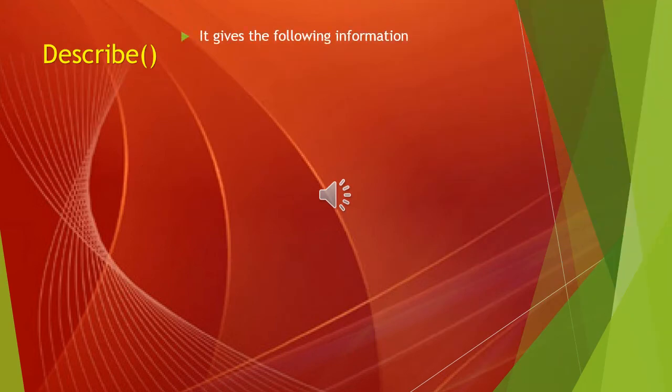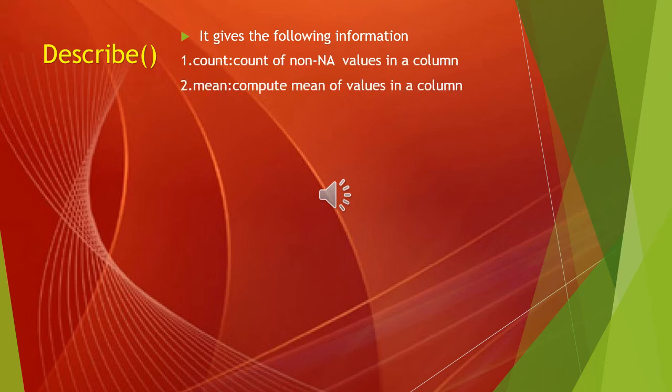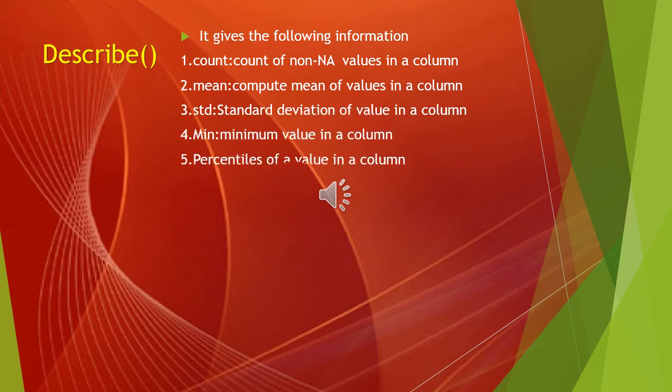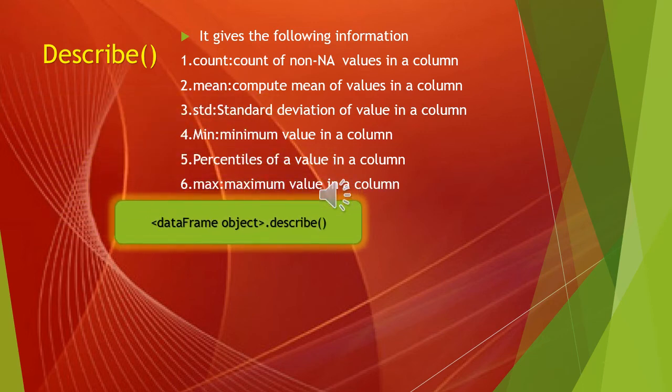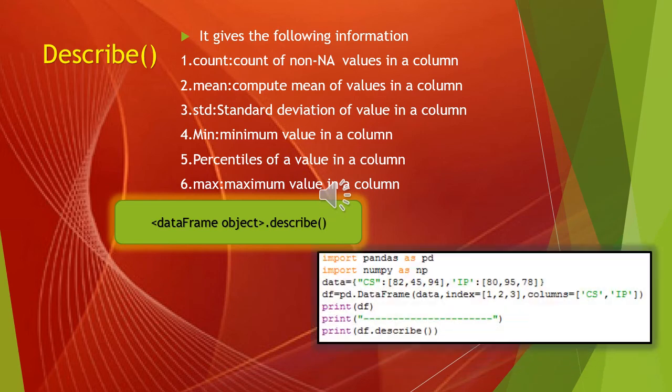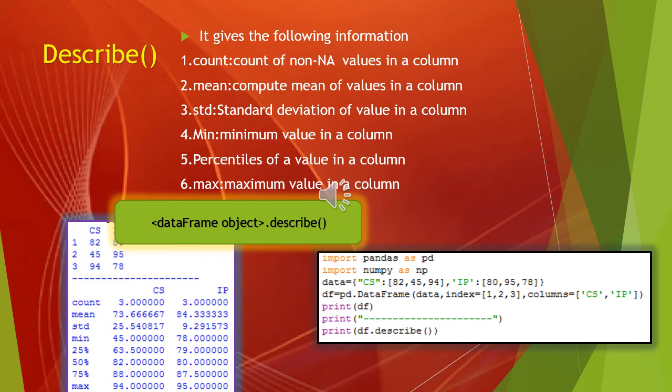Next, the describe function. It gives the following information. Count: the non-null values in the columns are counted and displayed for each column. Mean: calculates the mean, the average value of each column, and displays it. Standard deviation will also be displayed for each column, and the minimum value of each column will be displayed, and the percentiles of values in the column will be displayed. Percentiles means 25%, 50% and 75% of the data will be displayed, and max is the maximum value of the columns. The general form for the describe function is data frame object dot describe, and see the output.